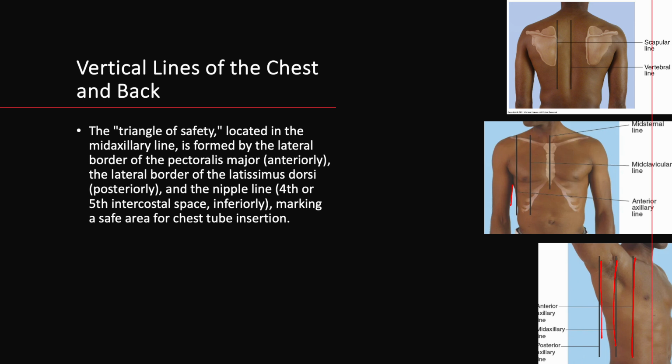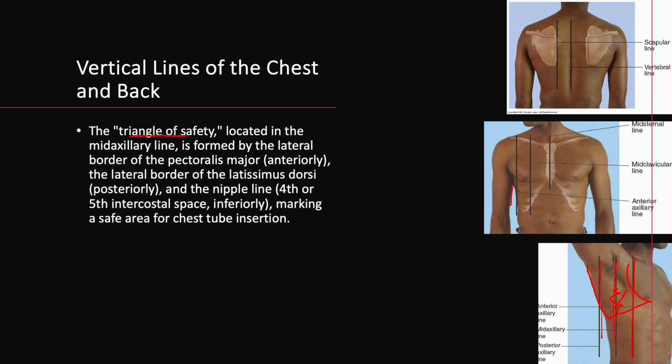So earlier I mentioned a triangle of safety, okay? It's located in the mid-axillary line, so that would be this guy here, right? So we come down, it's formed by the lateral border of the pec major anteriorly, so lateral border of the pec major, okay? The lateral border of the latissimus dorsi, which is your lat. So if we think about, okay, this comes in here, all right? And the nipple line, which is usually your fourth or fifth intercostal space, so think about that right there.